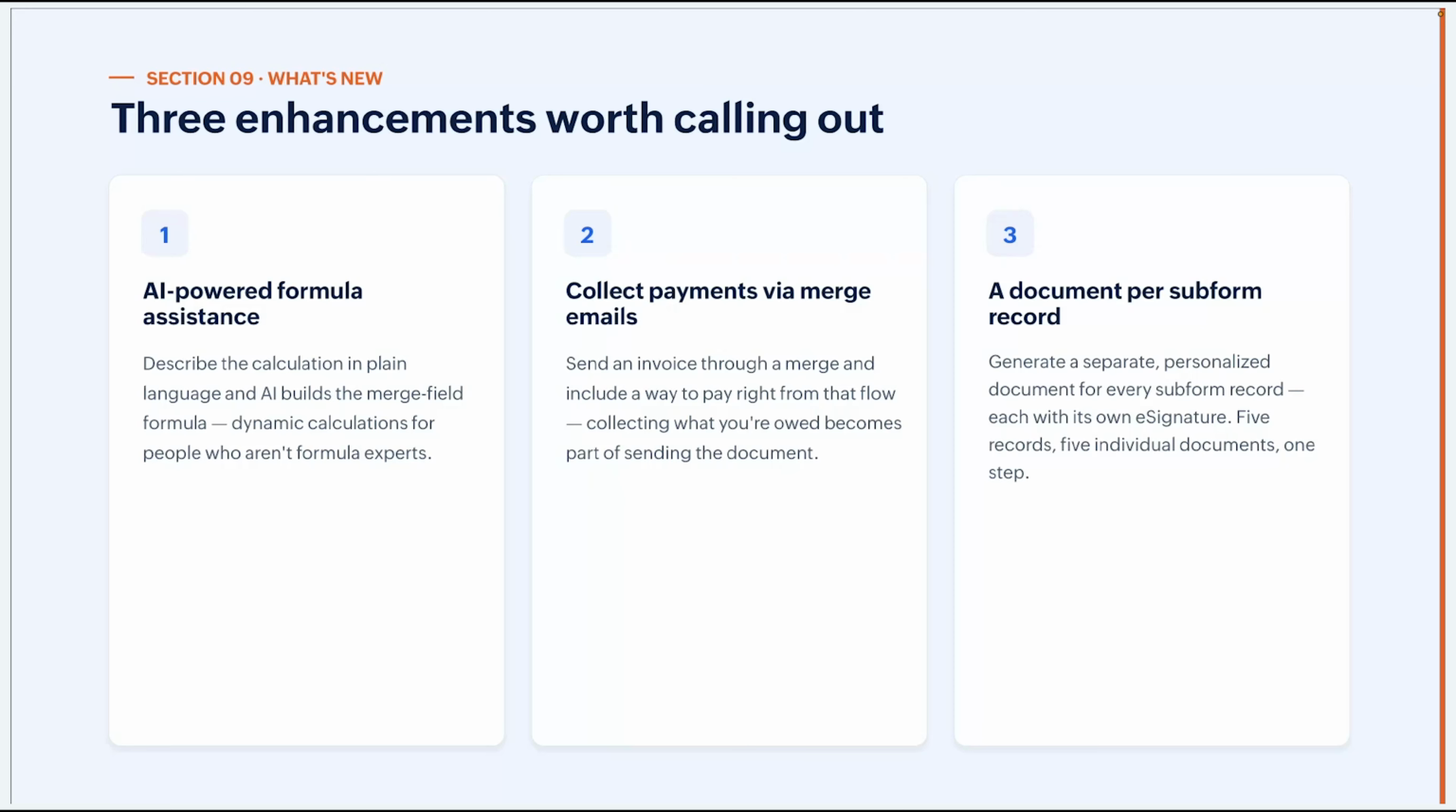And finally, the third one, generating a personalized document for every subform record automatically. Here's the idea. Writer generates a separate personalized document for every subform record, each with its own e-signature process. So instead of one document covering 5 people, you get 5 accurate individual documents generated in a single step. What I like about all 3 is that they're not separate features bolted on. They each make one of the things we showed today smoother.